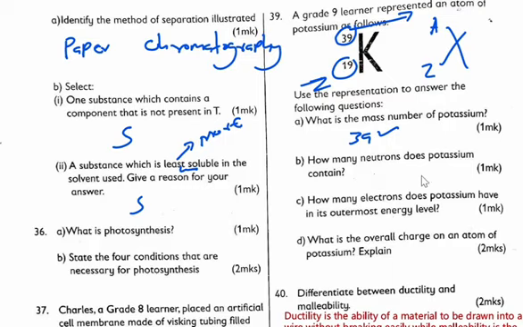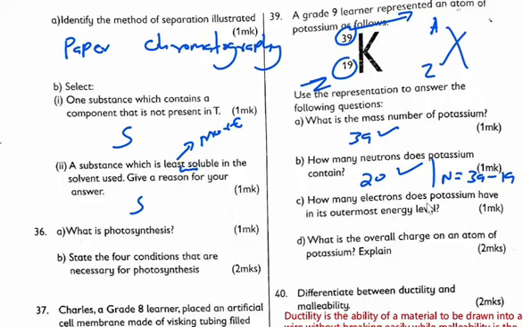Get 1 mark. How many neutrons does potassium contain? You know that mass number A is equal to the atomic number Z plus the number of neutrons N. So if you want to get N, we take Z to the left, so it will be A minus Z. Very simple mathematics. So N is going to be the mass number 39 minus the atomic number 19. So 39 minus 19, you get the number of neutrons to be 20. Therefore the answer is 20. So N is equal to 20. Get 1 mark.